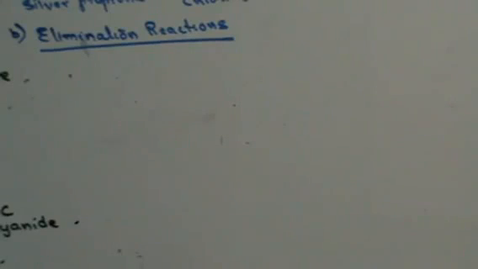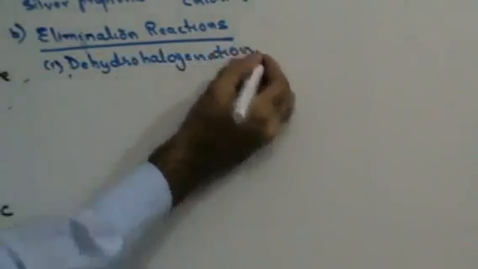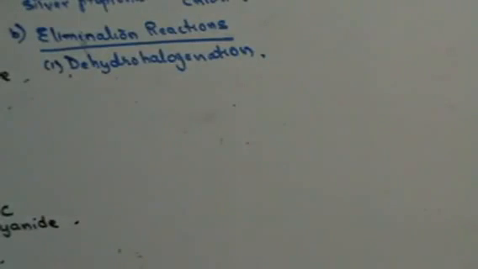In elimination reactions, the first kind of reaction that you have is called dehydrohalogenation. As the name suggests, de means removal, hydro is hydrogen, halogen. That means it is a reaction in which one hydrogen and one halogen will be removed. Let's see a couple of dehydrohalogenation reactions.